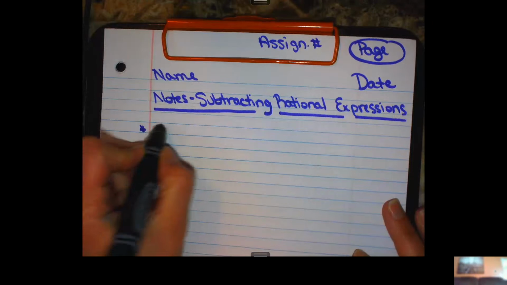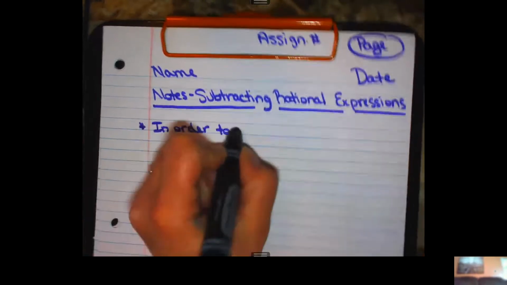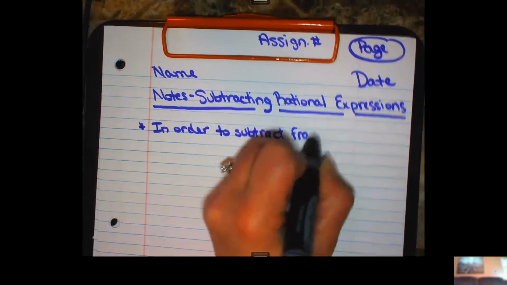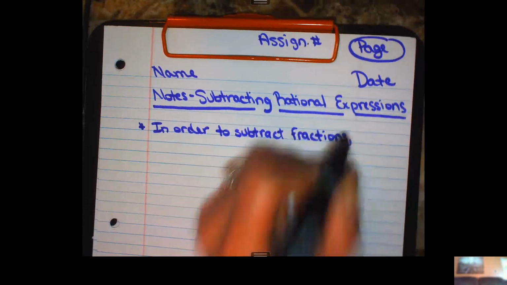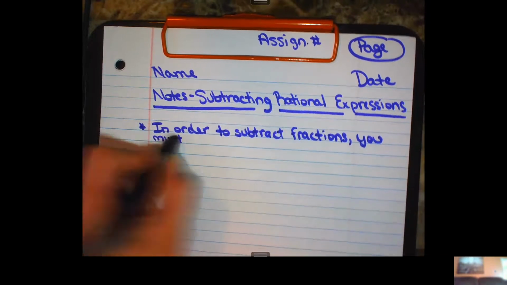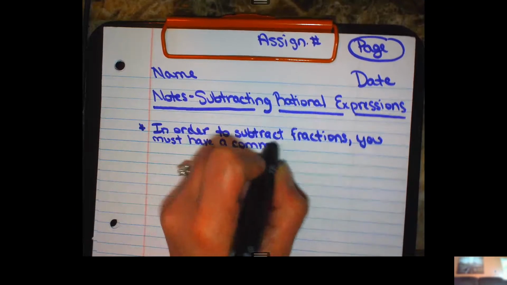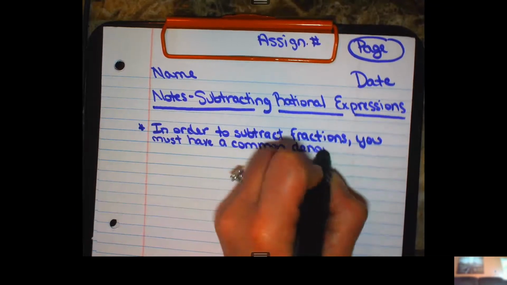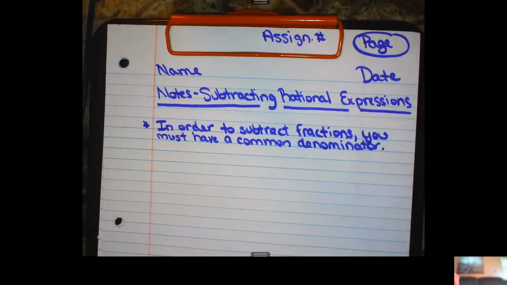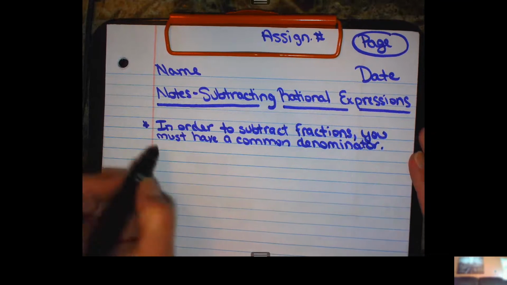Can you write: in order to subtract fractions, you must have a common denominator. You cannot add or subtract fractions unless they are the same. I will not show you the examples we did before. We'll just go right to the steps.